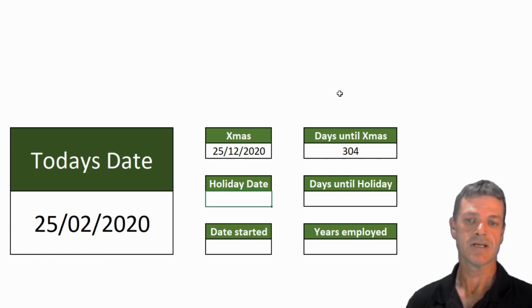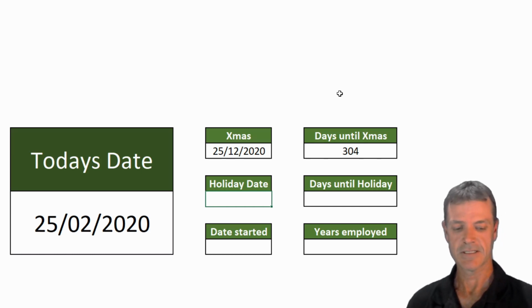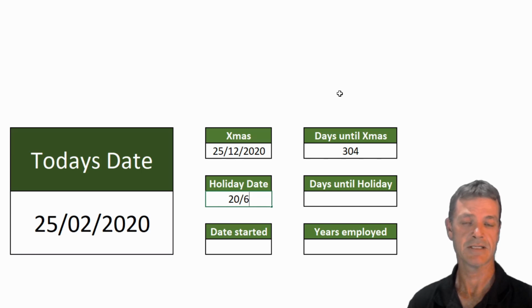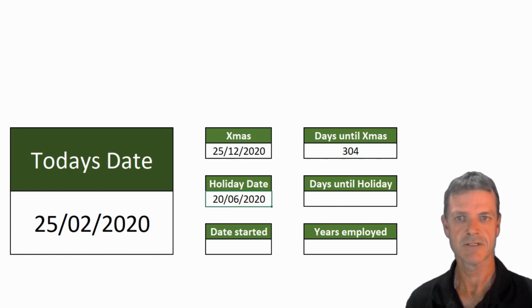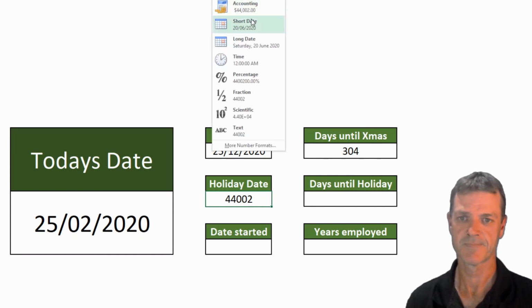Okay, let's say, for example, you were going on a holiday or you had an event planned. You want to count down until that event. So let's just put in a random date, 20th of June. Once again, don't put the year if it's this year. Okay, so you can see there it's displaying the date because it's formatted, but in the background, I'll show that to you quickly. It's 44,002 is the actual number it's storing.